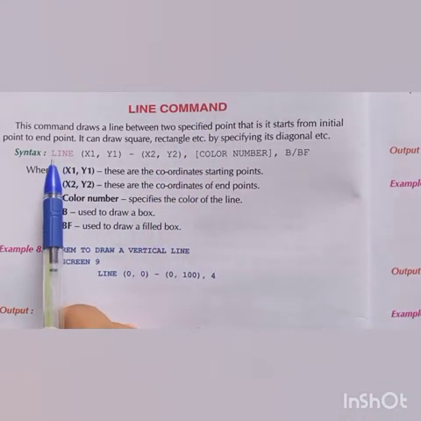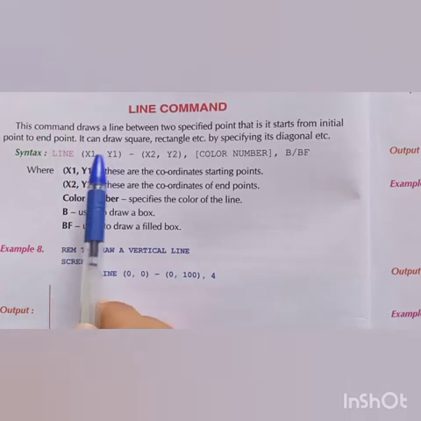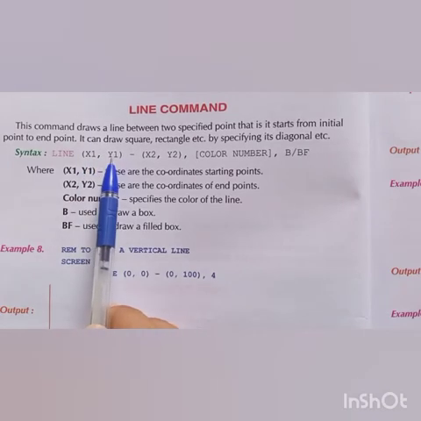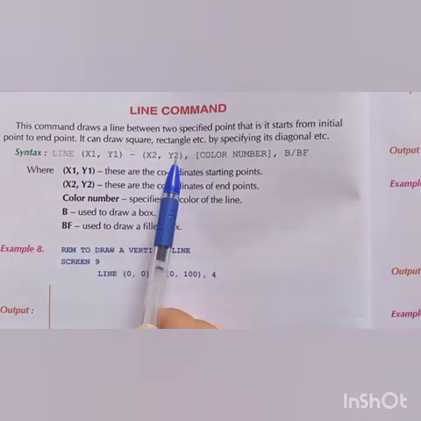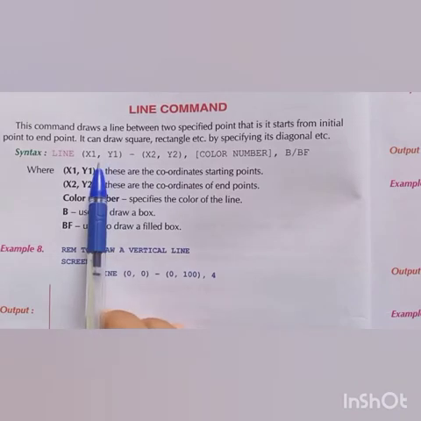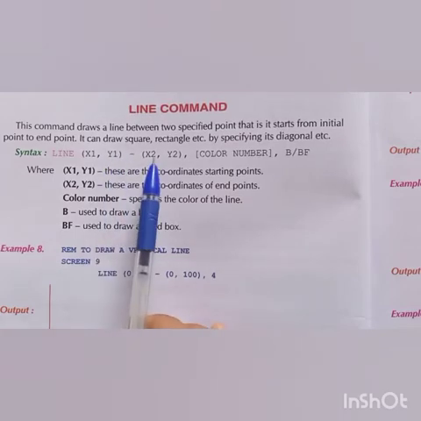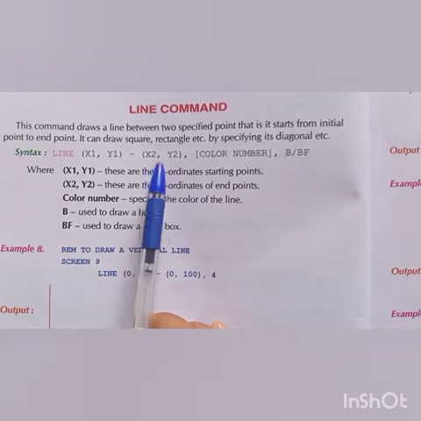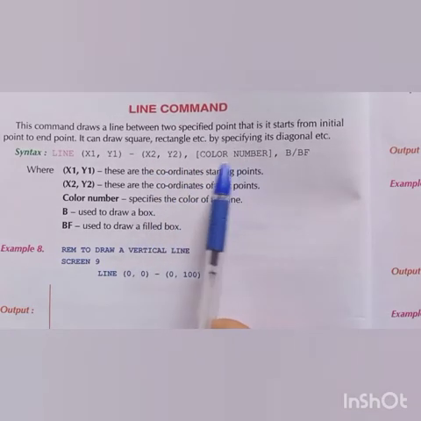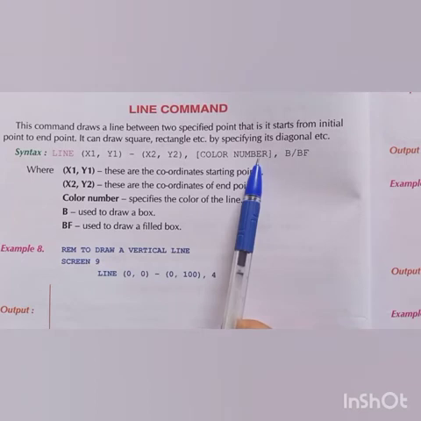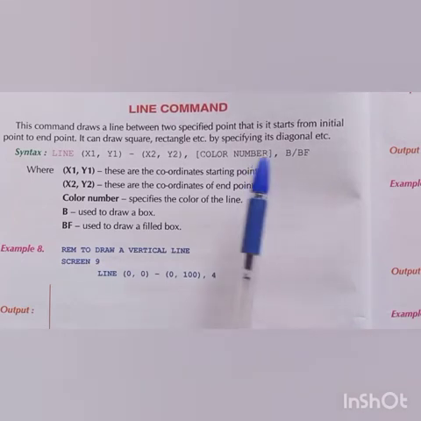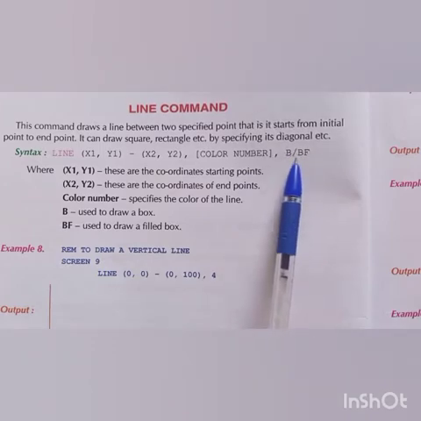You can see here how to draw a line. First, we write the LINE command, then x1, y1 to x2, y2. These x and y are the coordinates. x1, y1 are the coordinates, column and row, for the starting pixel, and x2, y2 are the coordinates for the end point. Then we write the color, which specifies what color line you are going to draw. Then we write B or BF.